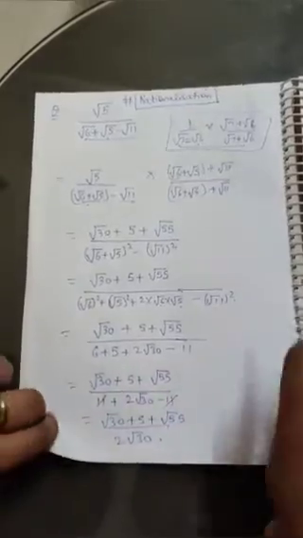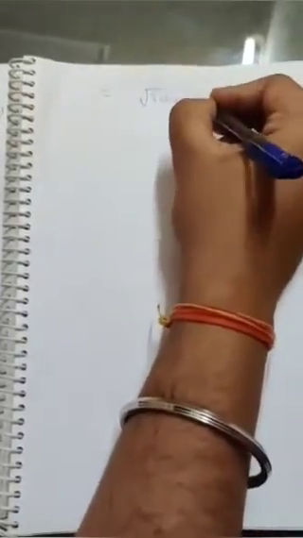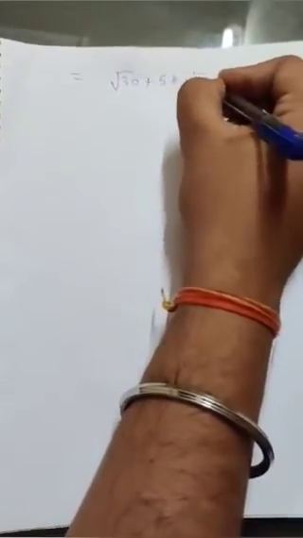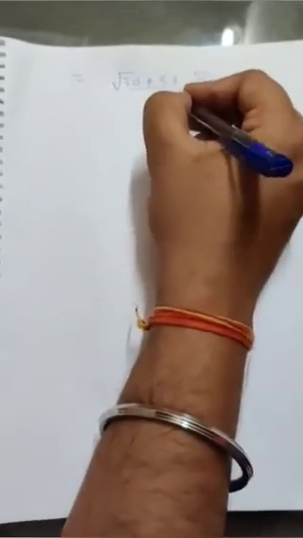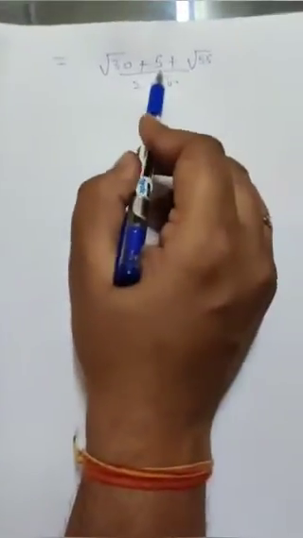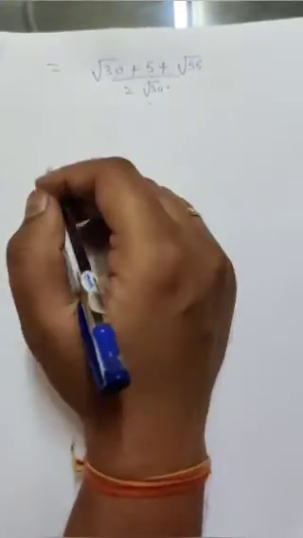So what is the result? Here the result is under the root 30 plus 5 plus under the root 55 divided by 2 under the root 30. So this is the result from the given question. And is this the final answer? Is this the final answer? No, it is not the final answer.